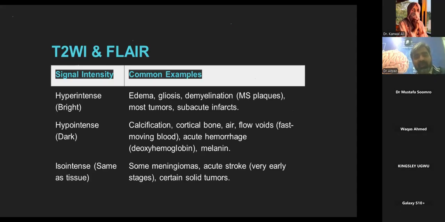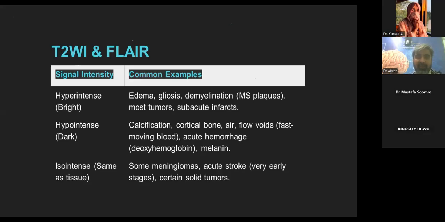DWI is also a sequence of T2 weighted, and GRE is also a sequence of T2 weighted. These are special sequences of T2 weighted. Any lesion that is bright on T2 will be bright on FLAIR. So hyperintense, bright: edema, gliosis, demyelination because of multiple sclerosis plaques, most tumors, and subacute infarcts. And one more thing, subacute bleeds also turn hyperintense on T2 weighted or FLAIR.